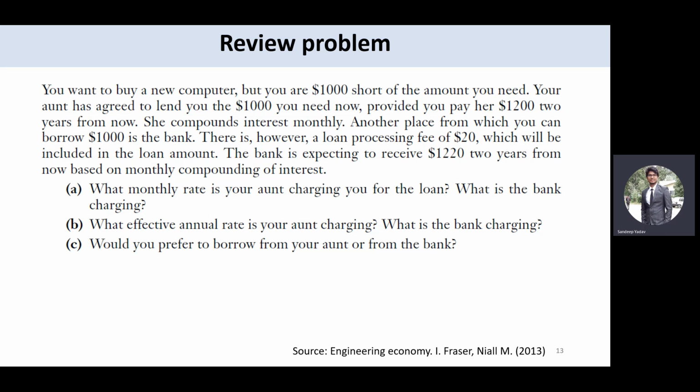Another place from which you can borrow $1,000 is the bank, where you can get a loan. There is, however, a loan processing fee of $20. Now the total amount will be $1,020, which will be included in the loan payment. So the bank is expecting to receive $1,220 2 years from now, based on monthly compounding interest.